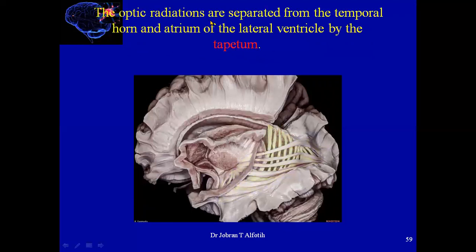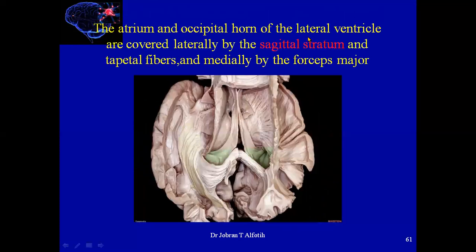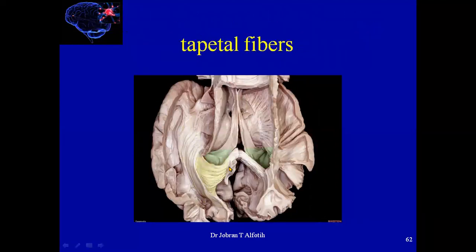The optic radiation is separated from the temporal horn and atrium of the lateral ventricle by the tapetum, which comes from the splenium of the corpus callosum. Here is an axial view from above. We can see the atrium and the occipital horn of the lateral ventricle. They are covered laterally by the sagittal stratum and also the tapetal fibers, whereas medially there is the forceps major.